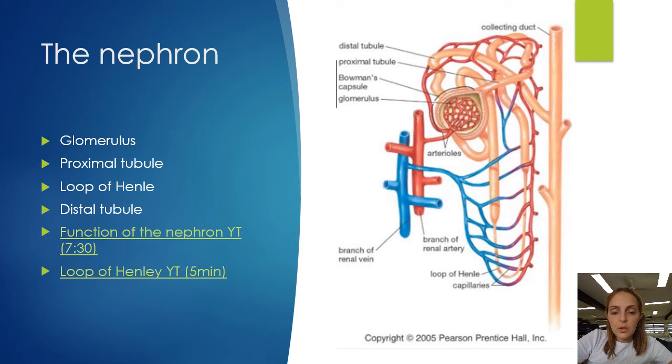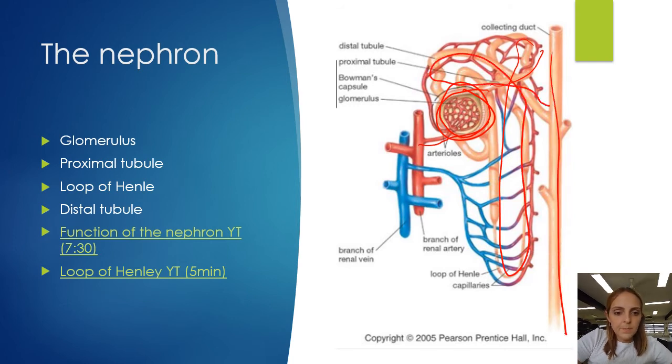Okay, so just showing you that nephron structure again. Incoming blood supply coming into that glomerulus region held within the Bowman's capsule. The distal tubule surrounded by blood supply, the loop of Henle, the proximal tubule, and then the collecting duct. Again, some really good videos here for you to watch to show you this a little bit better.